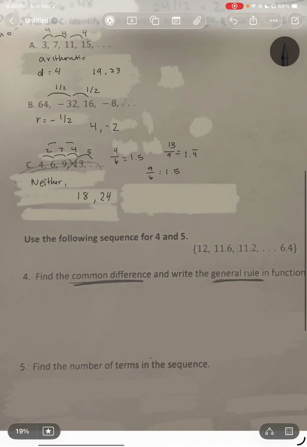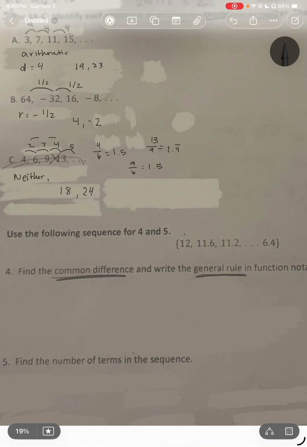Right? Use the following sequence for 4 and 5. And then here we have all these numbers. All right, we can tell that this is decreasing by 0.4, and then this is also decreasing by 0.4. And it's telling us to find the common difference, so we know it's arithmetic. So d equals negative 0.4. And write the general rule.